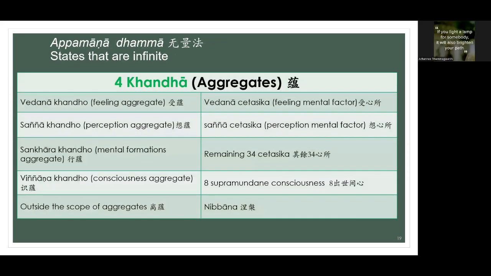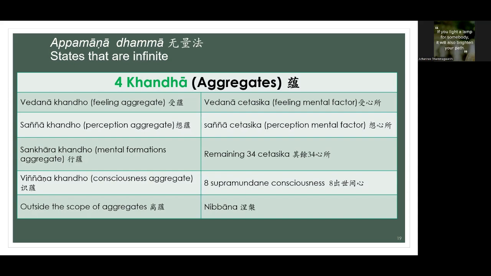We look at the 4 khandha. Vedana Cetasika is classified under Vedana Khandha, feeling aggregate. Sanya Cetasika is classified under Sanya Khandha, perception aggregate. And the remaining 34 Cetasika falls under Sankhara Khandha, mental formations aggregate. All 8 Lokuttara Chitta are classified under Vijnana Khandha, consciousness aggregate.